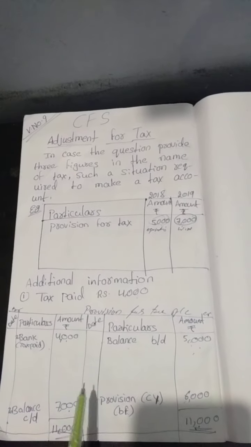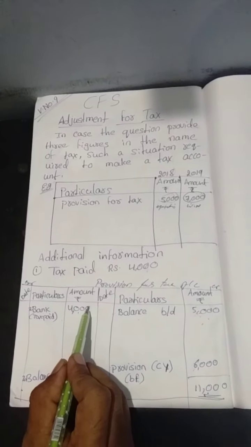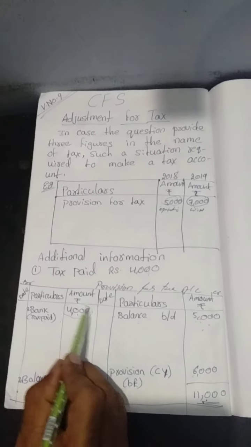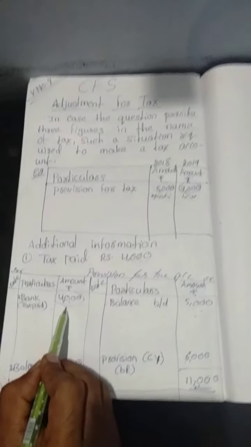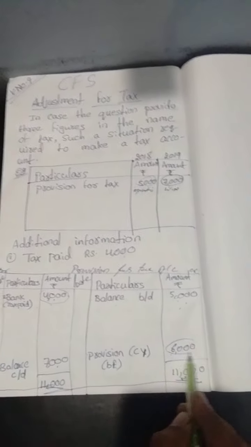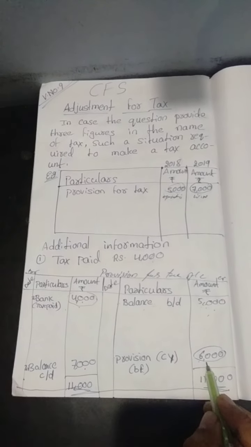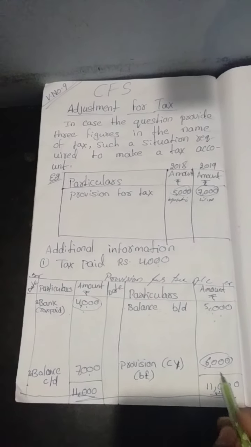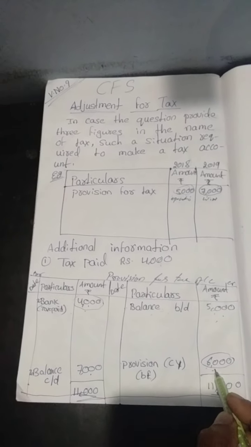So when we are preparing the cash flow statement, we take this amount in the operating activity and reduce it at the end of the operating activity. This figure, the provision for the current year, we take as the working note and add with it.